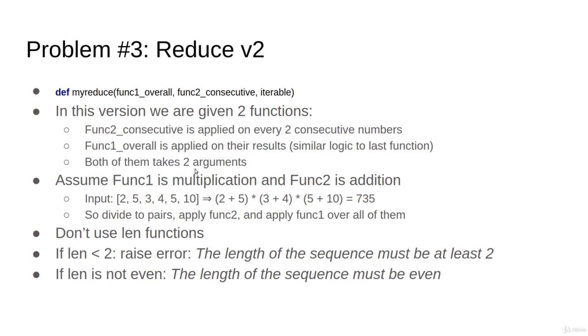Let's see an example. Let's say function 1 is a multiplication. It takes two numbers and multiplies them. Function 2 is addition. And let's say we have this list here. Then divide them into pairs: 2, 5, 3, 4, 5, and 10. Apply function 2 consecutively on them.